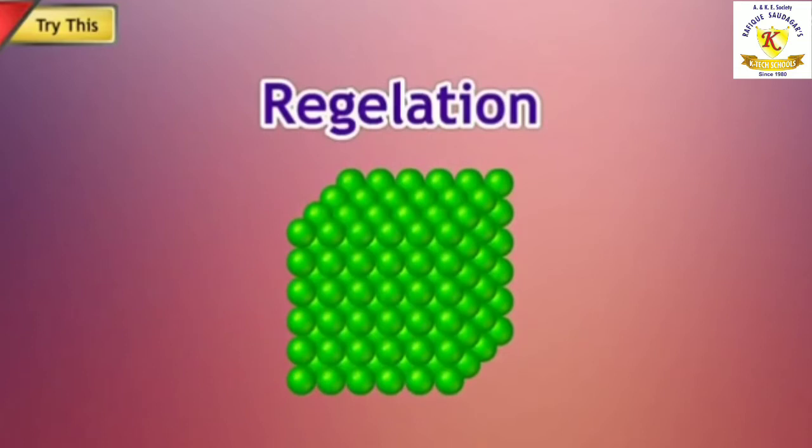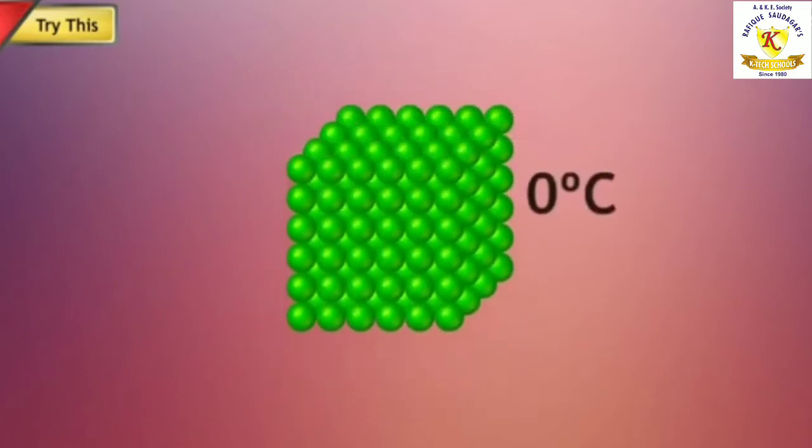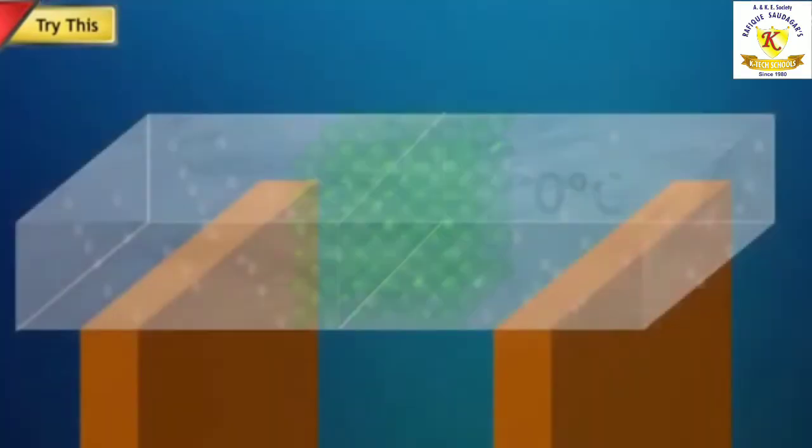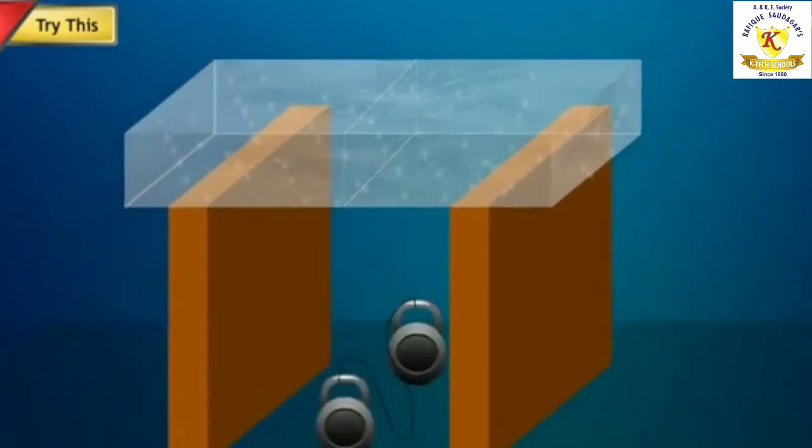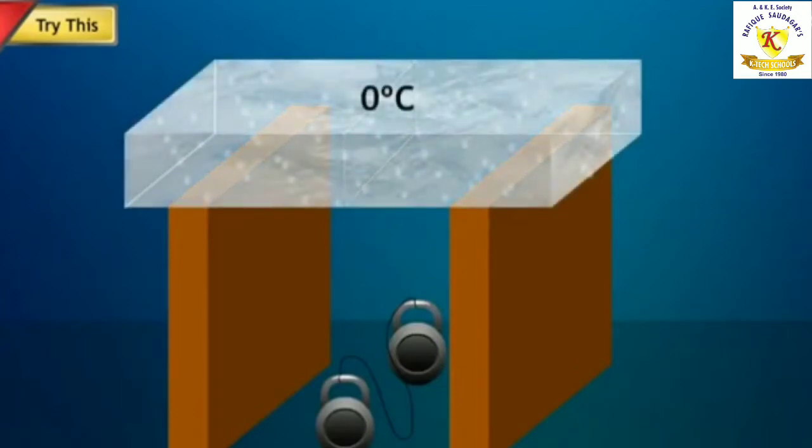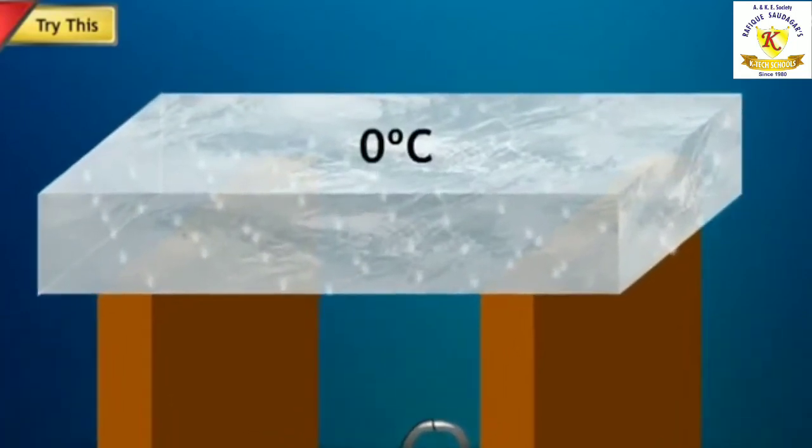Understood? The melting point of ice becomes lower than 0 degrees Celsius due to pressure. This means that below 0 degrees Celsius, the ice gets converted into water. As soon as the pressure is removed, the melting point is restored to 0 degrees Celsius and water gets converted into ice again.